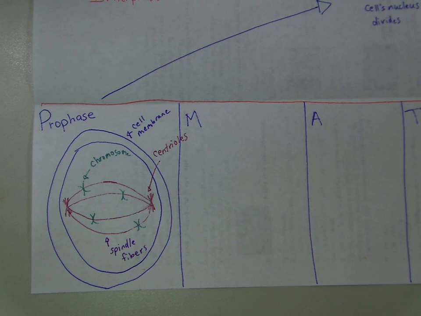Now, humans have 46 chromosomes in their cells. I don't want to draw 46 because that's a lot of drawing. So I just made this one smaller. I just made it a 4 chromosomed cell.